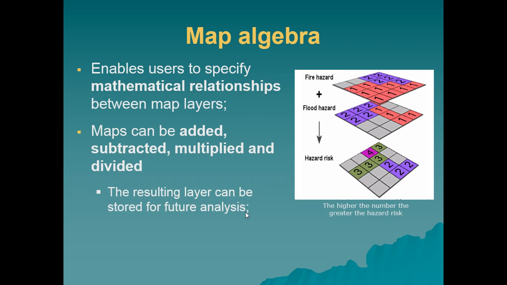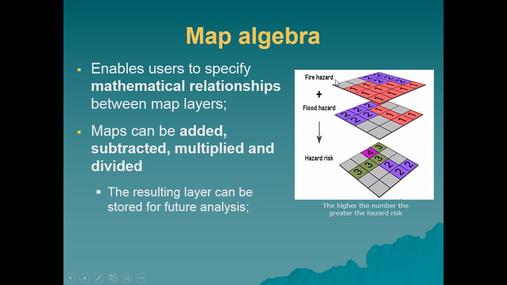Here is the map algebra example. So if you recall, we said this type of analysis is performed on raster datasets. It enables users to specify mathematical relationships between the features. Map values may be added, subtracted, multiplied, and divided, and the resulting layer can be stored for future analysis.